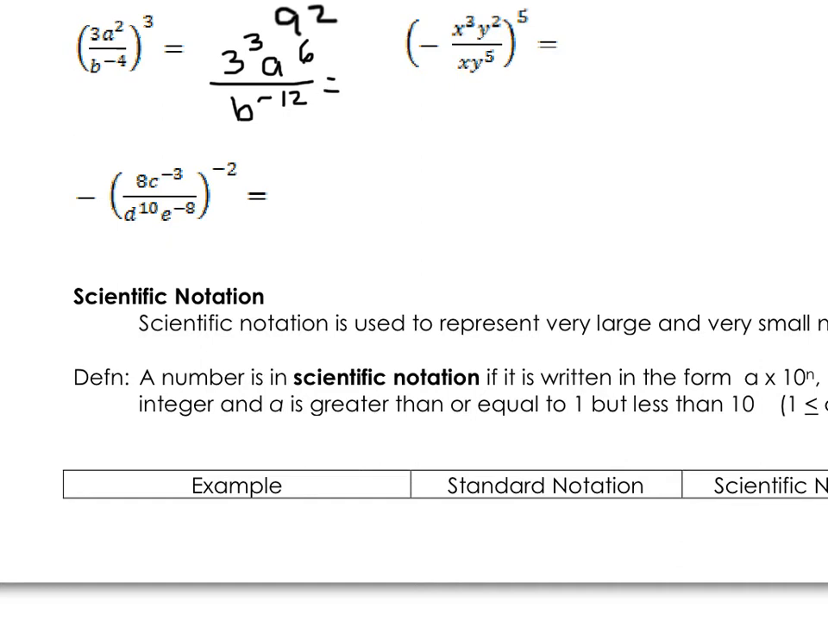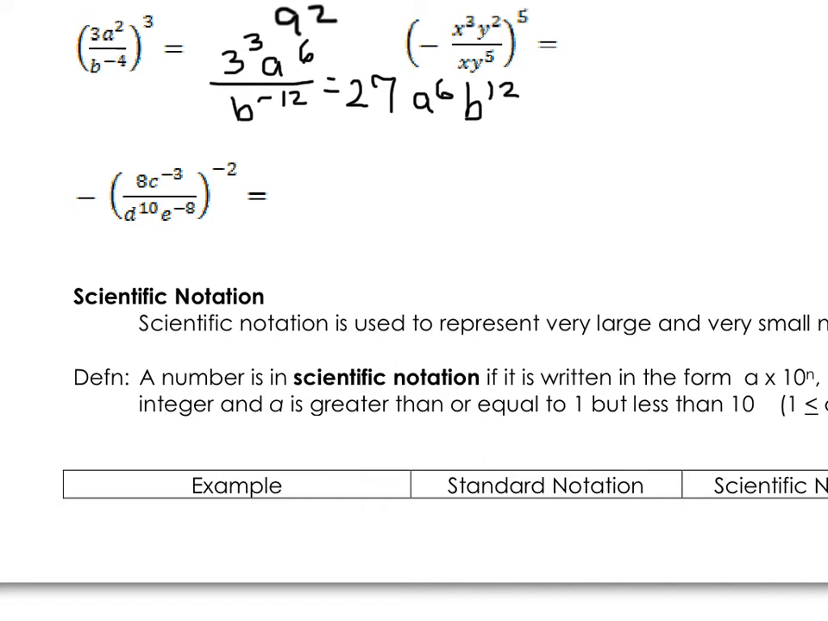And then let's rewrite our answer so we only have positive exponents. 3 to the 3rd is 27, so I'm going to go ahead and write that as 27. A to the 6th, take the b to the numerator, and it's b to the positive 12.